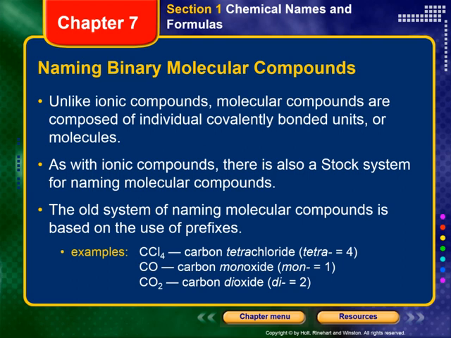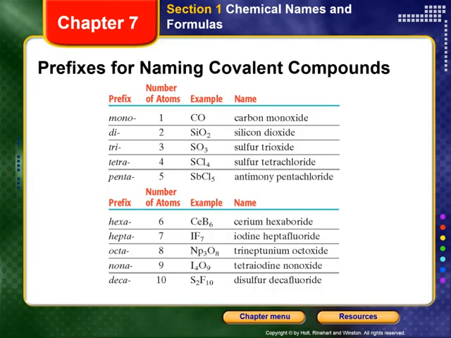So we have CCl4. That's carbon tetrachloride, with tetra referring to 4. We have carbon monoxide, with the mono referring to 1 oxygen. Carbon dioxide with the di referring to 2, as in 2 oxygens. Here is a table with some common prefixes that you want to be very familiar with. Mono, di, tri, tetra, penta, hexa, hepta, octa, nona, and deca, and examples of each.